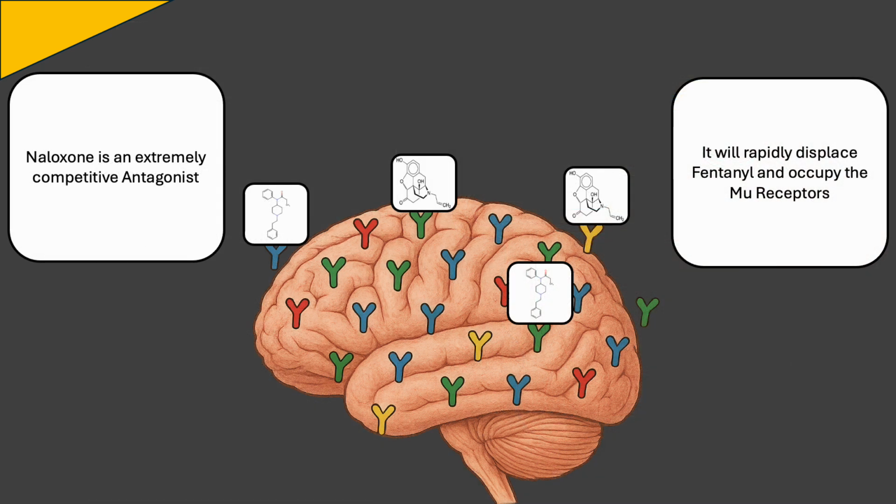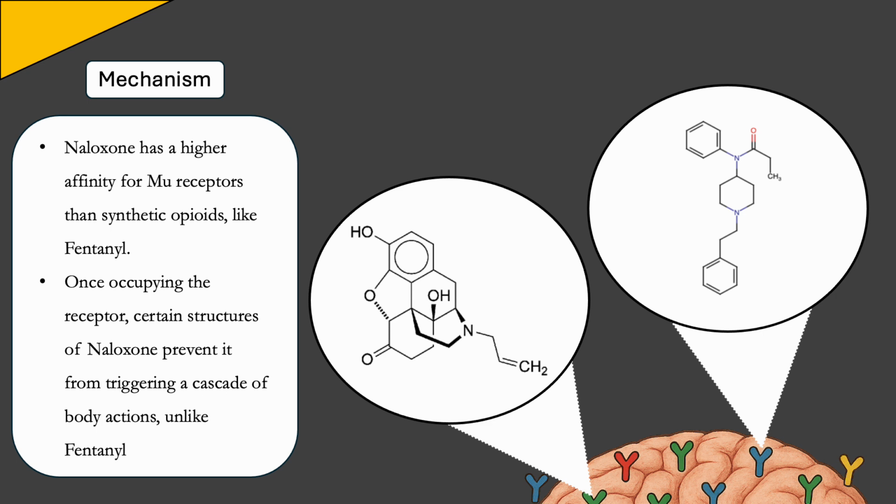Once Naloxone reaches the brain, we can see that the initial conditions have fentanyl on the receptors. Naloxone is an extremely competitive antagonist, meaning it will rapidly displace fentanyl molecules from the mu receptors. How does Naloxone outcompete fentanyl? Naloxone has a higher affinity for mu receptors. These mu receptors are also known as opioid receptors.